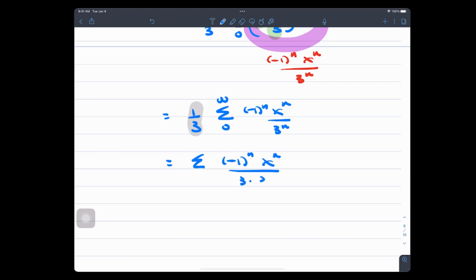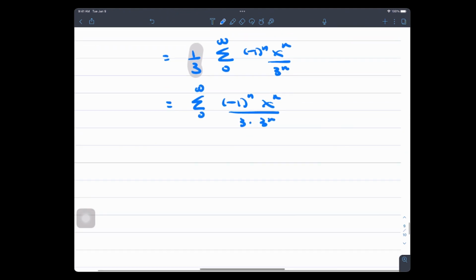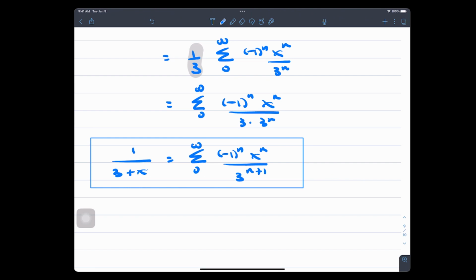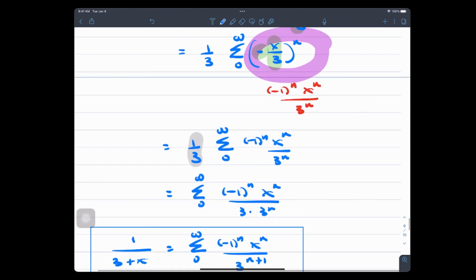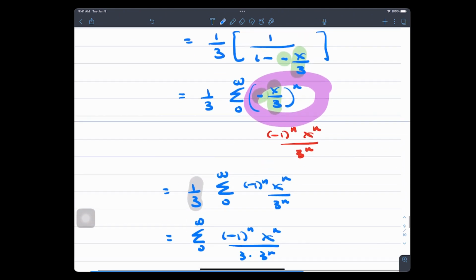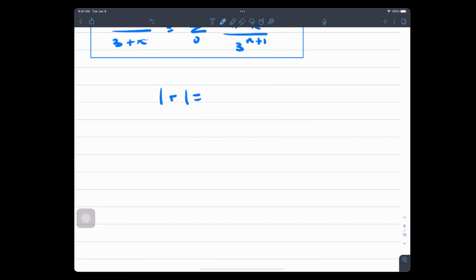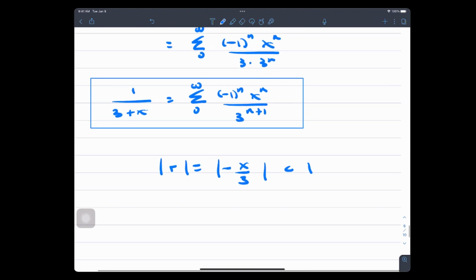Now, this is 3 times 3 to the n, right? And you end up with, ladies and gentlemen, negative 1 to the n, x to the n. This is now 3 to the n plus 1. So this is 1 over 3 plus x. You wrote a function as a power series. But don't forget, what'd you guys plug in? This green thing assumes the absolute value of r, which is that minus x over 3, is less than 1 for your interval of convergence here.